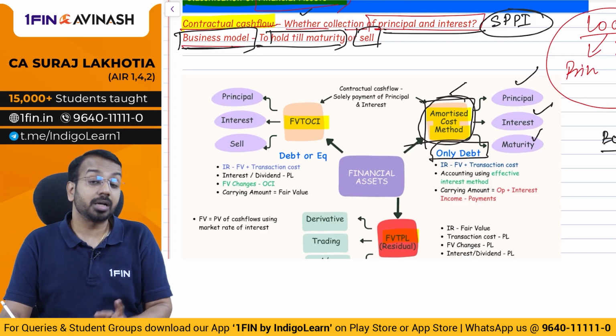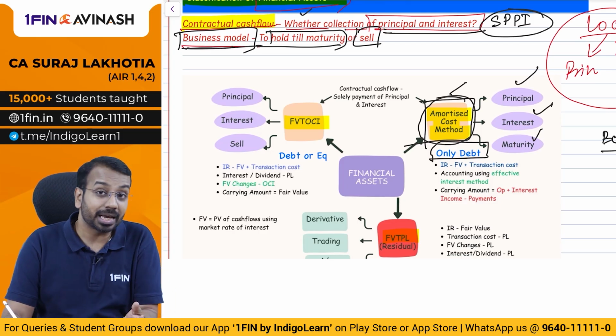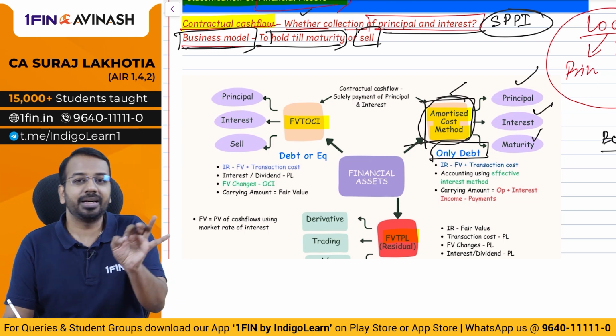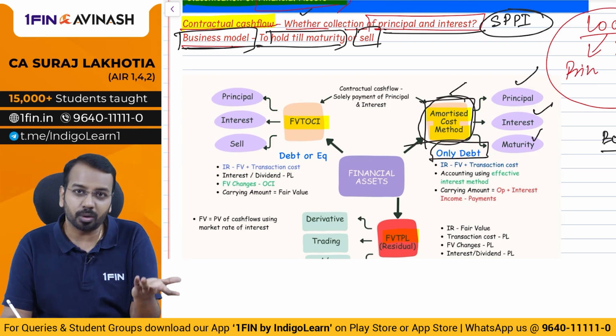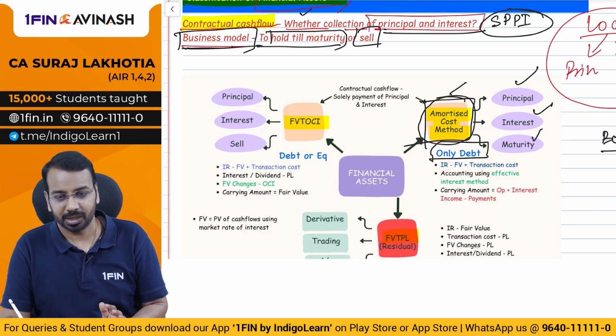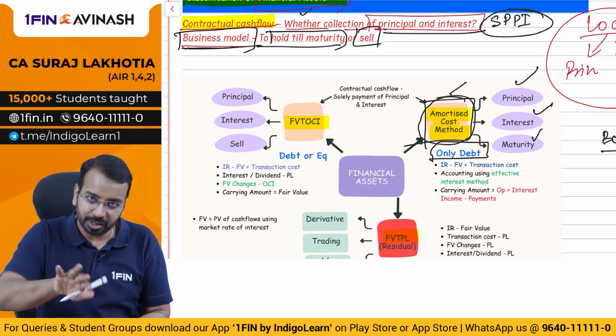Why? Because in equity there are no contractual cash flows of principal and interest. Alright. I cannot apply it for any derivative asset because again there are no contractual cash flows. So it can be applied only in case of debt. Right. How to do the accounting? I will come to it.